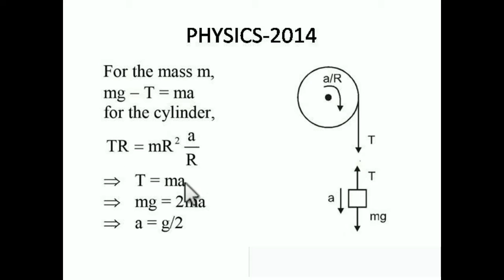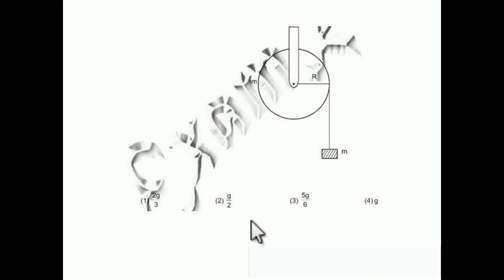I just put T here and simplify, so it becomes mg minus ma is equal to ma. So mg is equal to 2ma, the m gets cancelled out, and a is equal to g by 2. So this is my answer: a is equal to g by 2. Answer option 2 is my answer.